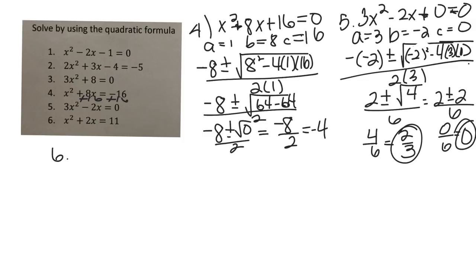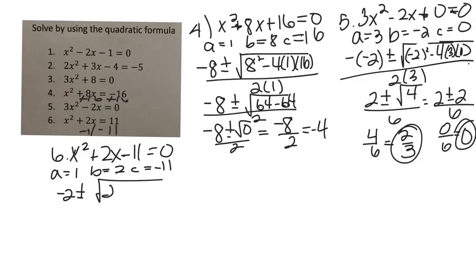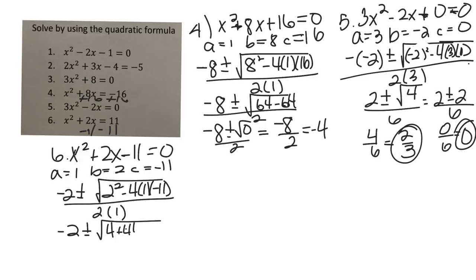And lastly, number 6. Subtract your 11, so x squared plus 2x minus 11 equals 0. Your a is 1, your b is 2, and your c is negative 11. So we have negative 2 plus or minus the square root of 2 squared minus 4 times 1, which is a, times negative 11, which is c, divided by 2 times 1. We have negative 2 plus or minus the square root of 4 plus 44 divided by 2.